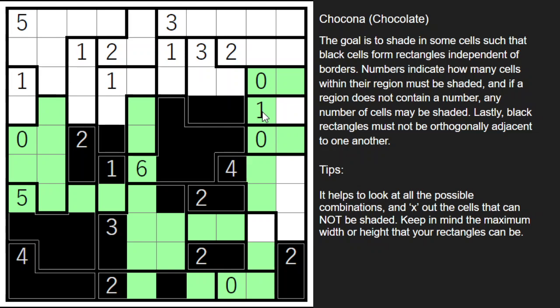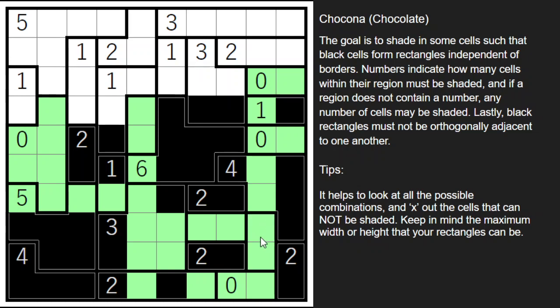And now this 1 region has 1 cell left. We know that needs to be shaded in. And this 4 clue in this region only has 1 shaded in. There's 3 cells left, so all 3 of those need to be shaded in to create the 4. And now this tall, skinny rectangle can't go further left, right? Because it would bend. That wouldn't work.